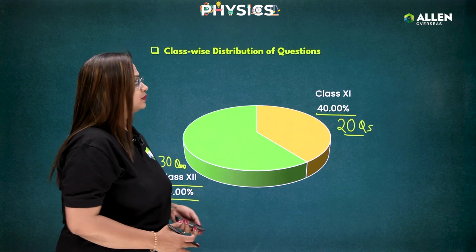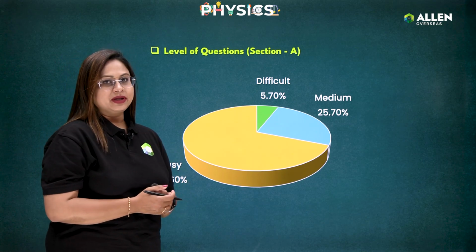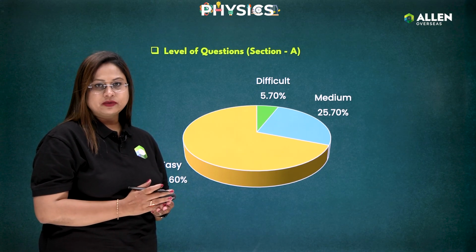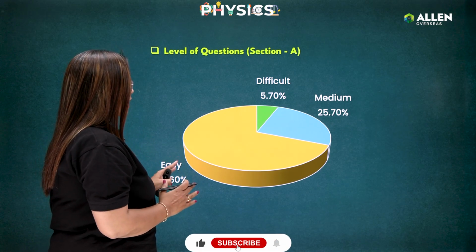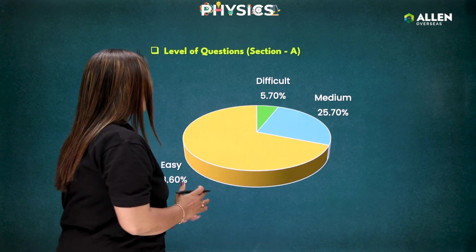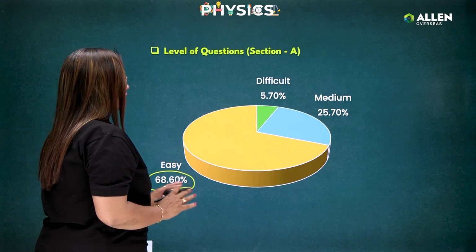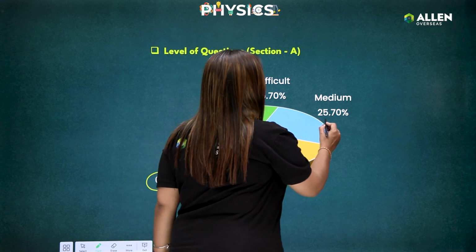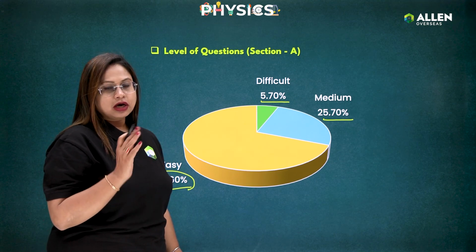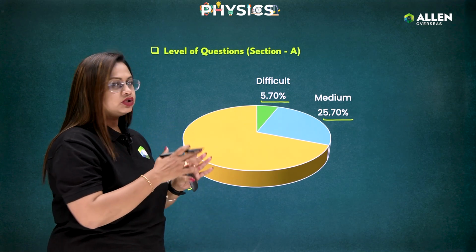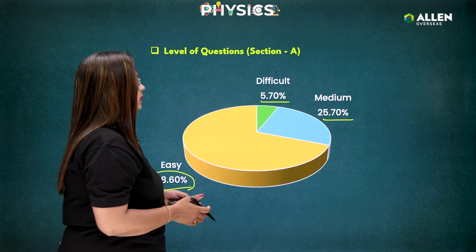Now coming to the difficulty level of the paper, you know that section A was having 35 questions which was compulsory for everyone. Out of that 35 questions, we have segregated the difficulty level of the paper. You can find here 68.60% of the questions were easy. Coming to the medium level questions, that is 25.70%, and the difficulty was only 5.7%, which makes a question paper that was from easy to moderate, not very difficult, and only 5.7% was difficult in the paper.